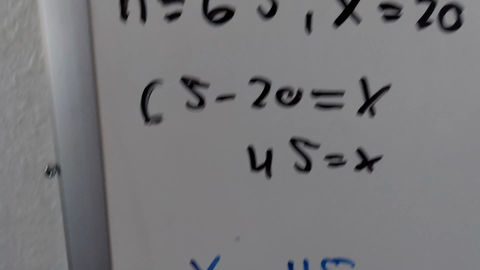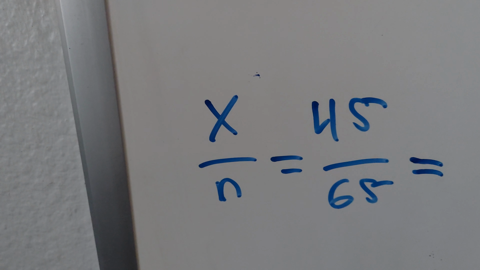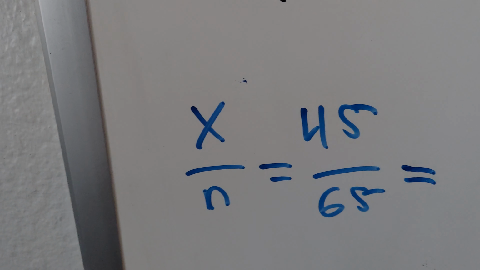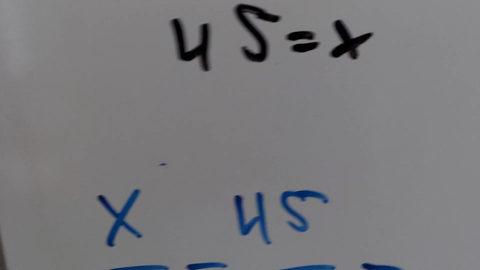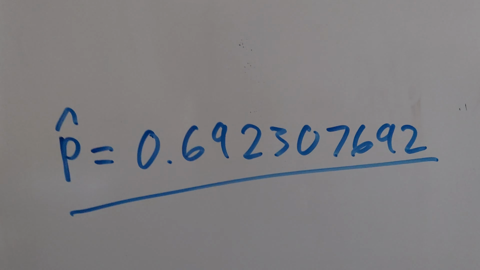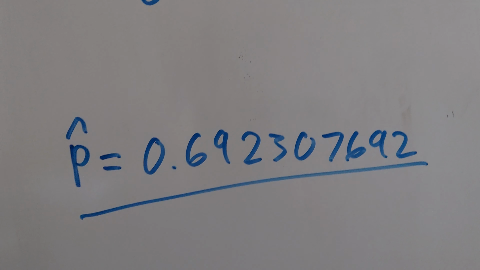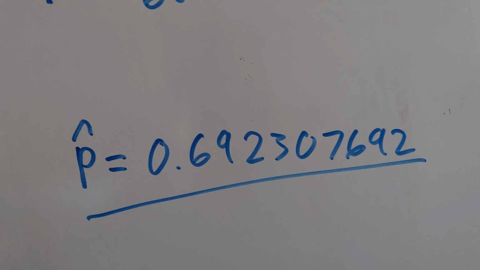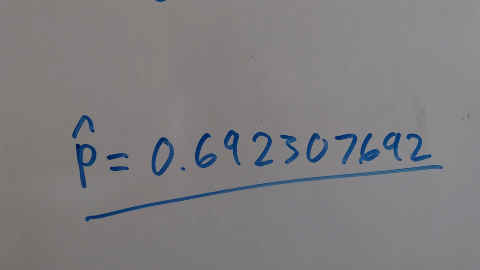So let's plug it in. x over n is equal to 45 divided by 65, and we get this big number. p hat is equal to 0.69230769. And with that out of the way, let's find q.